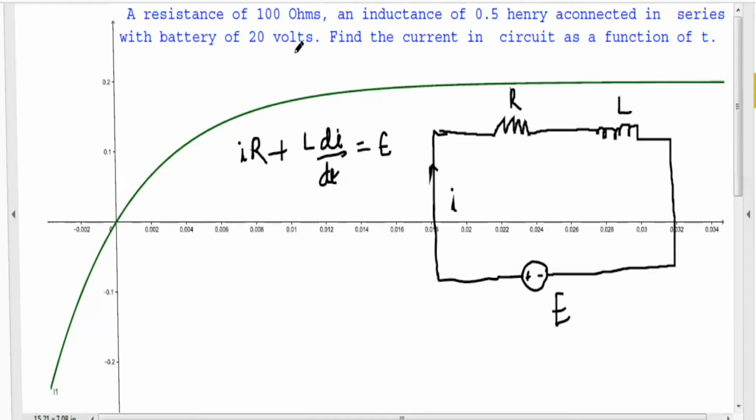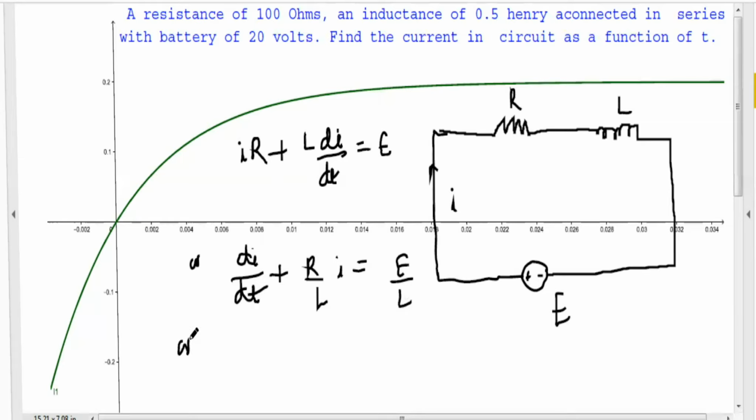From this, we form the first order differential equation. This can be written as di by dt plus R by L times I, where I is the current, equals E by L.